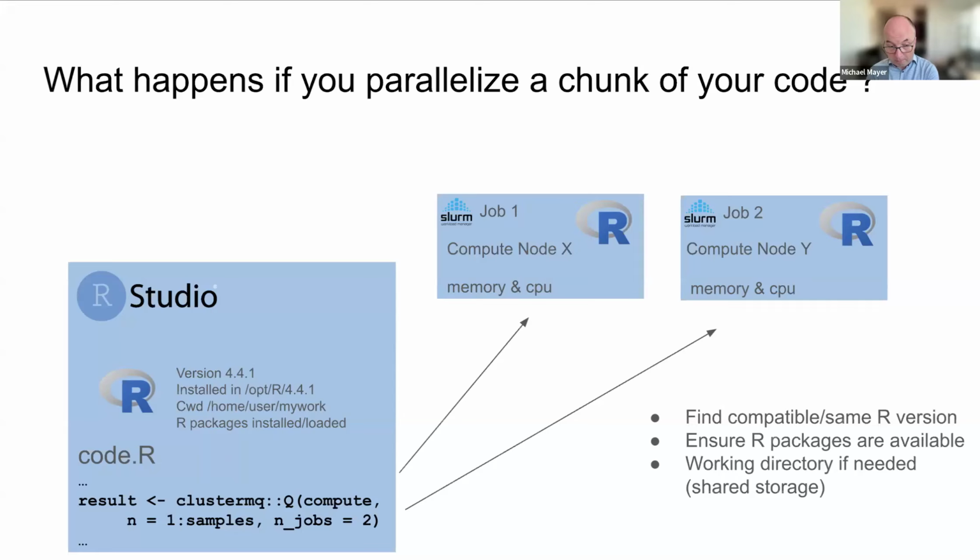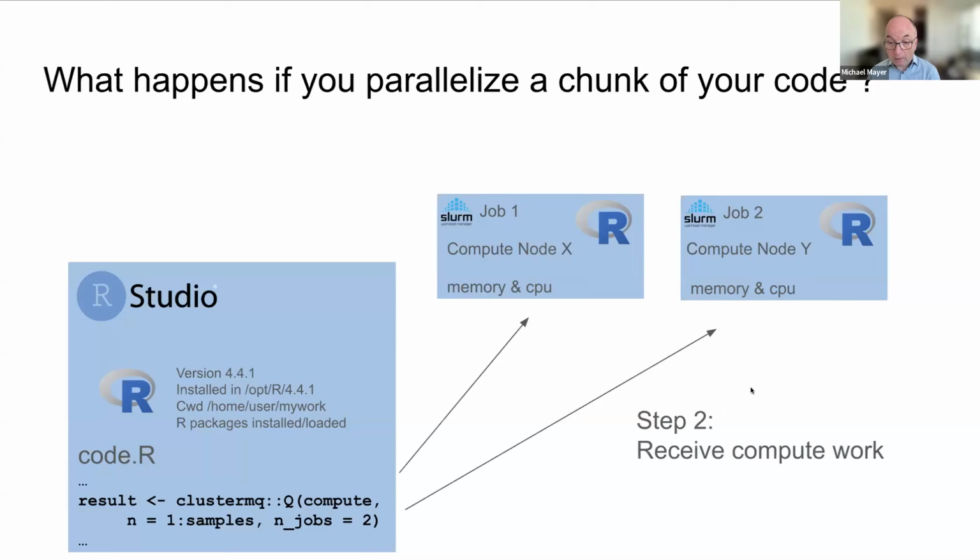So let's assume that our package, clustermq, has figured all of that out. Now there are 2 R processes, ideally with version 4.4.1, running on compute nodes X and Y. There's shared storage available, so we can use the same R packages and so on. Everything is happy. So far, so good.